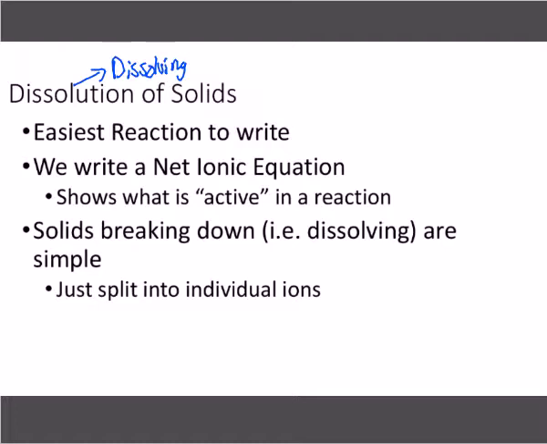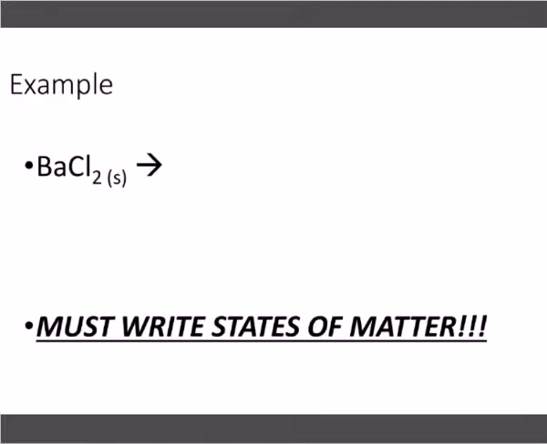All right. So what we're looking for with net ionic equations, guys, is showing what is active in the reaction. In this case, solids are breaking down and splitting into their individual ions. You must write the states of matter. So here we go. All we're doing is dissolving this in water.